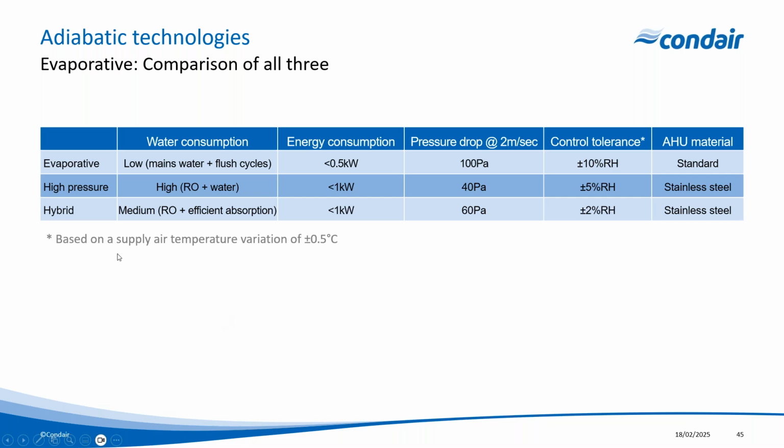With the hybrid system, water consumption is going to be medium because we do still need that reverse osmosis water, but the evaporation efficiency will be slightly higher compared to the HP system because we've got that additional ceramic media downstream. Pressure drop will be a little bit higher since we, again, have that ceramic media that the air needs to be forced through, but the control accuracy is a bit better at plus or minus 2%. And of course, the air handler material does again need to be stainless steel, but can be a shorter section compared to the high pressure system that we looked at.